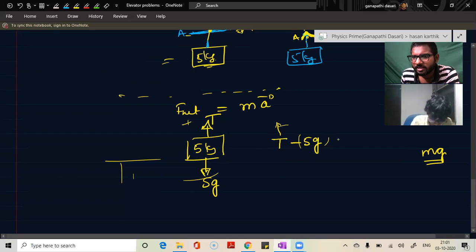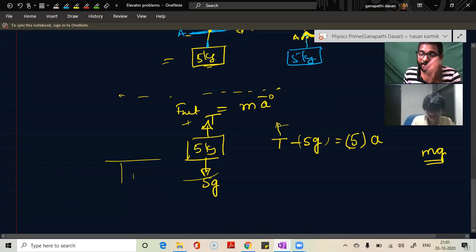Force is a vector quantity. If I add both the forces, net force is equal to what? Are there any other forces? No. Then mass is what? 5 into acceleration a, isn't it? If the block is going upwards, we'll take it as positive. If the block is going downwards, we'll take it as negative in this situation. So now, is there any acceleration for this block? No, sir. It is at rest. Then the tension will be.